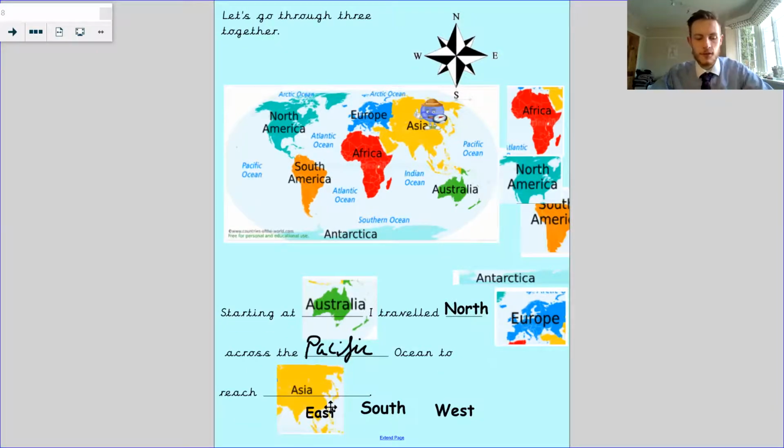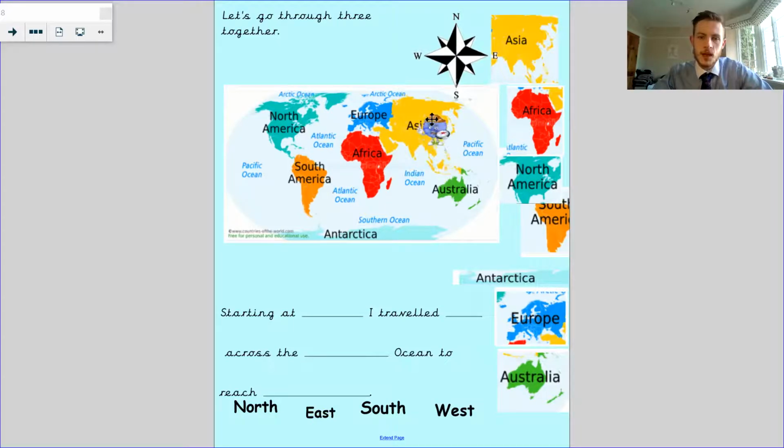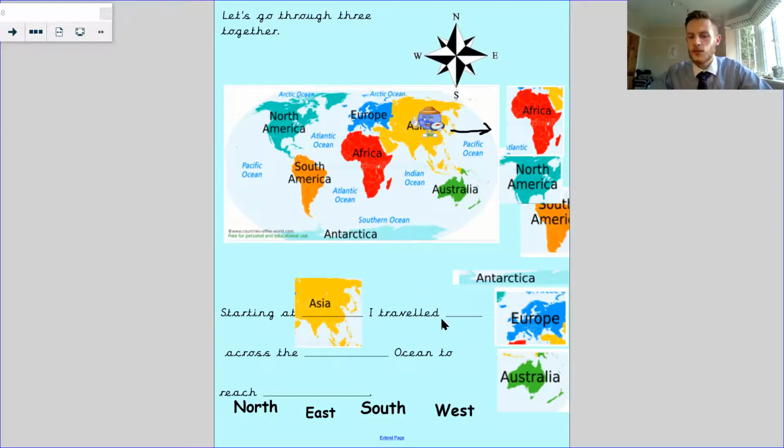Good job, everyone. Right, let's put all those back. I've got one more that I want to go through. If I started from, let's say, Asia, and I travelled east, that's this way. I've travelled this way. So if I get my arrow, I'm travelling that way. That's east. Now, some of you might be thinking, you can't go east because there's nothing there.